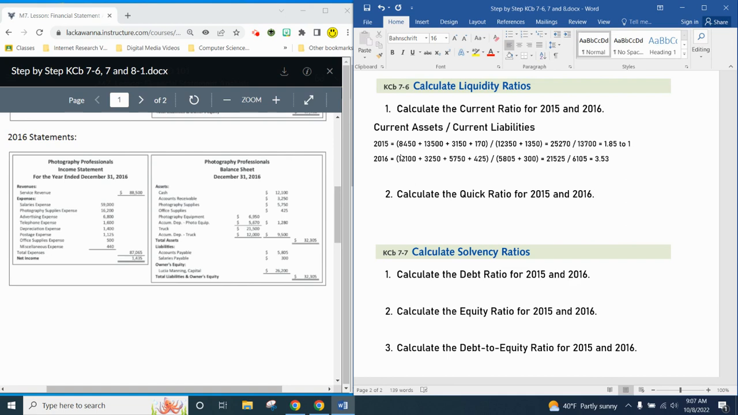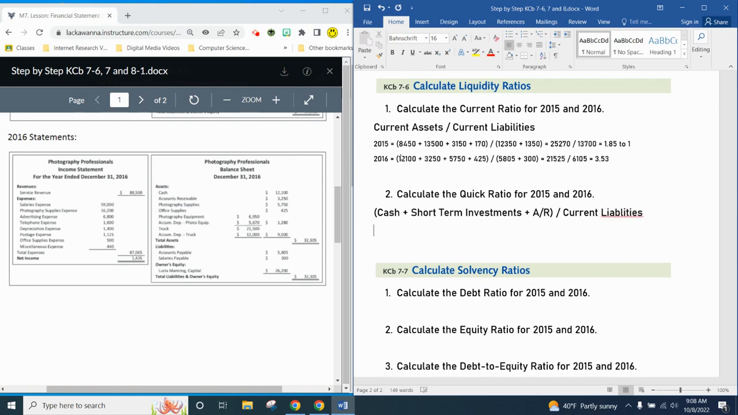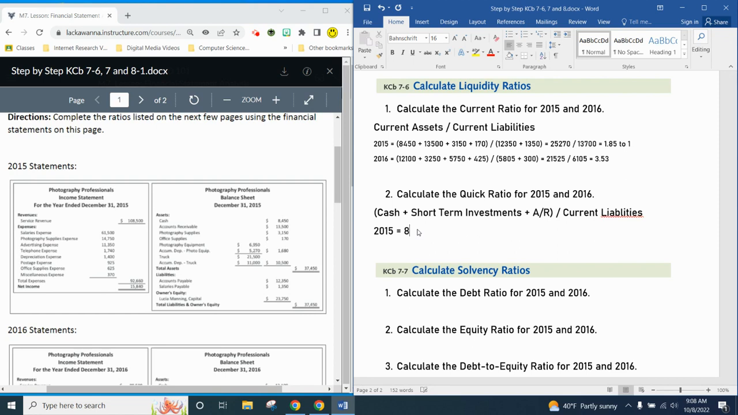Our quick ratio: the equation is cash plus our short-term investments, plus our accounts receivable, and then divide that by our current liabilities. Going back to 2015, cash in 2015 was $84.50. We didn't have any short-term investments. Accounts receivable was $13,500.